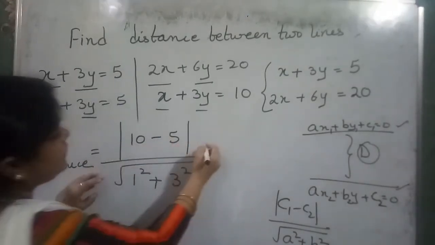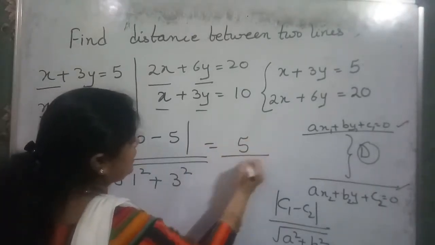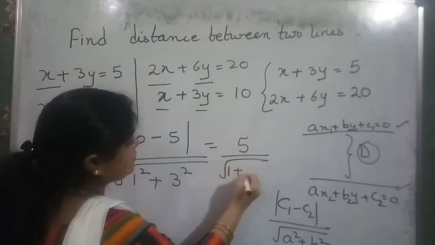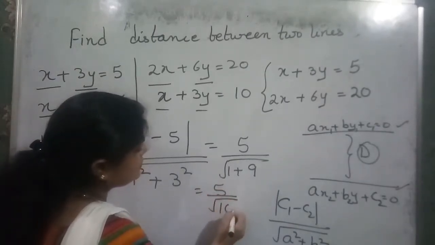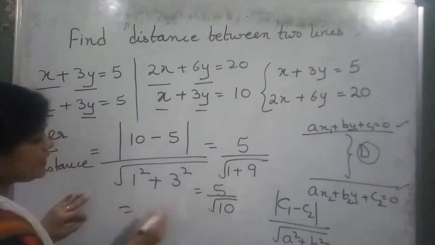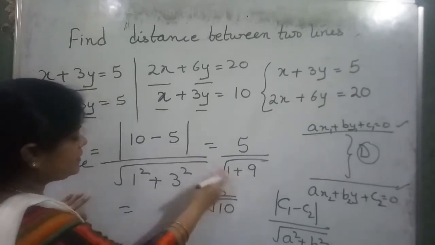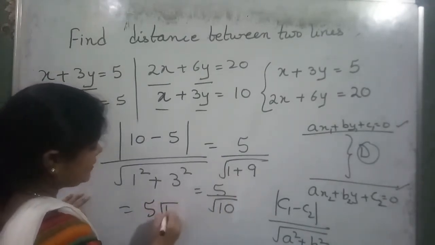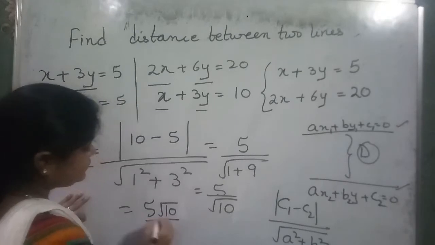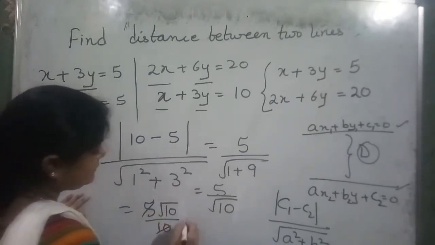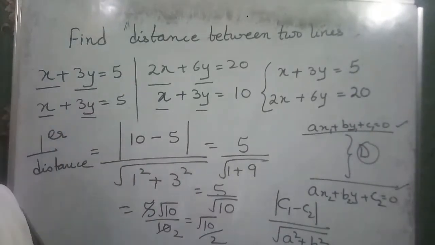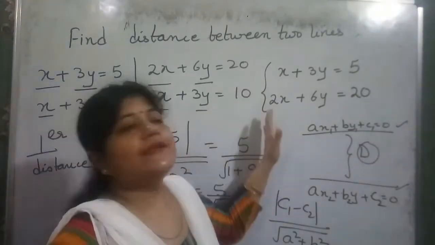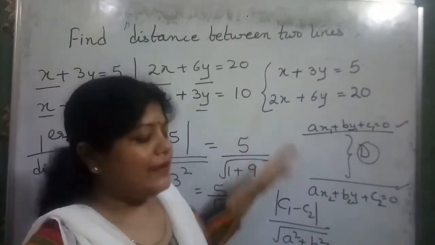Okay, so we have here 5, and here we have 1 plus 3 threes are 9, that is 5 over under root 10. Okay, we don't keep under root 10 in the denominator, so multiply it. So 5 under root 10 over 10. So 5 twos are 10, that is under root 10 by 2. Okay, in this way we can easily find the distance between two parallel lines.